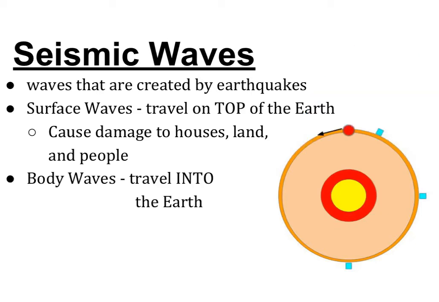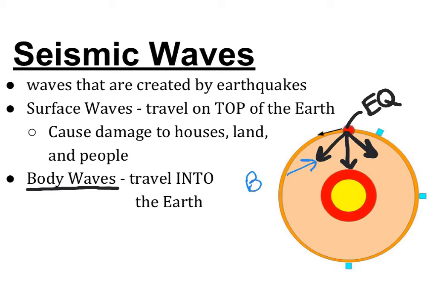The other type of wave is called a body wave. We call these body waves because if this is the earthquake here, this little red star, then these body waves travel into the earth, into the body of the earth. So they don't travel on the surface, they travel into the body of the earth. Let's label that on our diagram as well, that these are body waves.